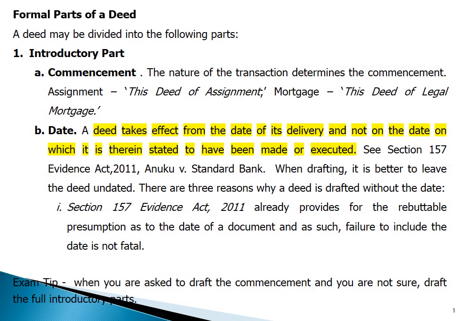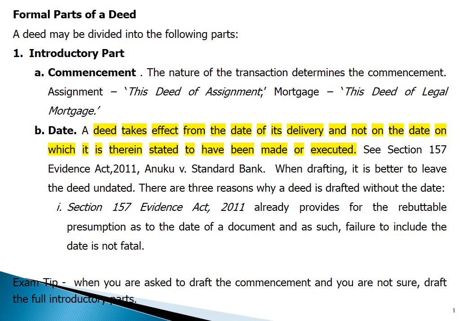Formal parts of a deed. A deed may be divided into the following parts. 1. Introductory part, which includes a commencement. The nature of the transaction determines the commencement. For an assignment: this deed of assignment. For a mortgage: this deed of legal mortgage.